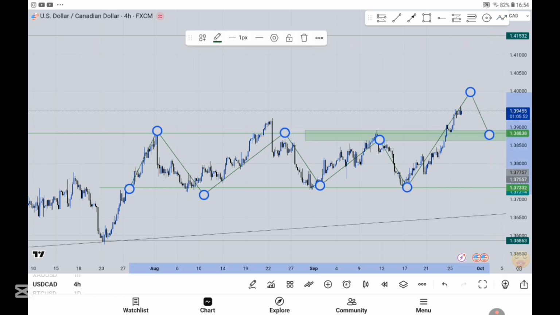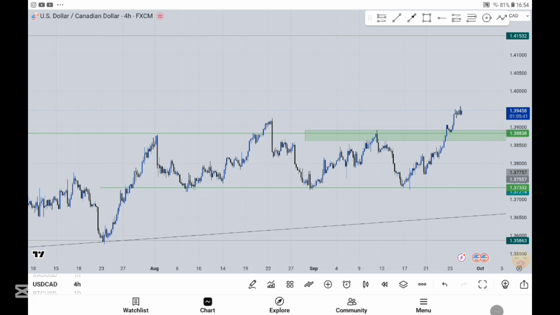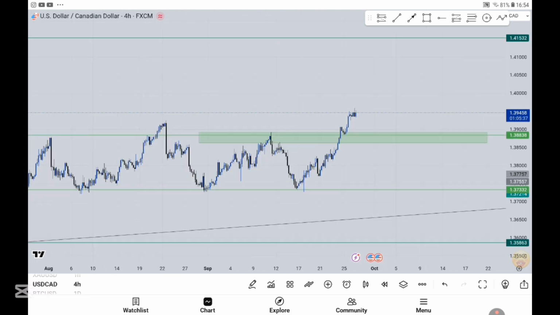So be wise, my people, before you take any trade. That is what you should watch out for before you take any trade on the USD CAD. And you should only take a trade on the USD CAD when you see this market come down to this level here and give you a reversal pattern. Then you take a buy entry from here up to this level here. That is the only thing you should wait for.